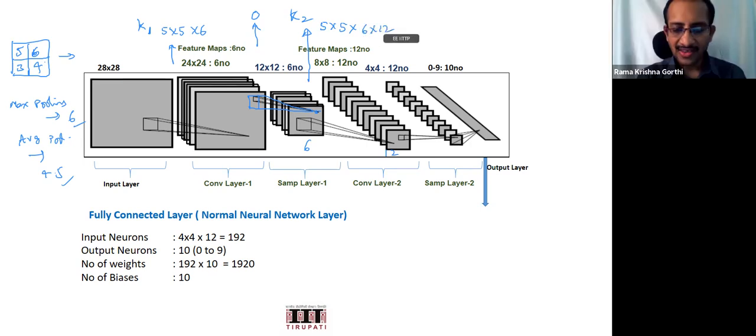Because 5 cross 5 cross 6 are needed for getting from these feature maps to one of the maps here. If you want to get one map, you need 5 cross 5 cross 6. For such 12 maps to come, you need 5 cross 5 cross 6 cross 12. And here again, are there any learnable parameters?